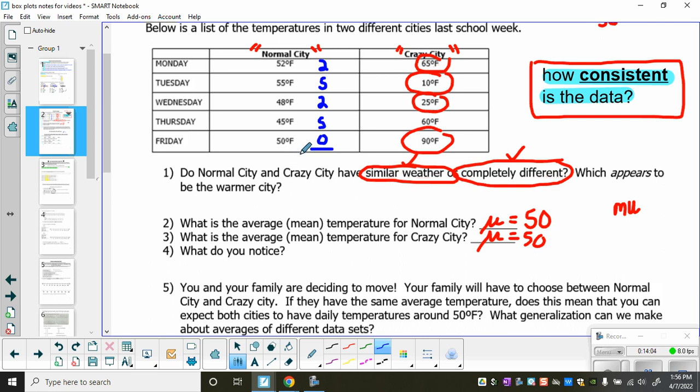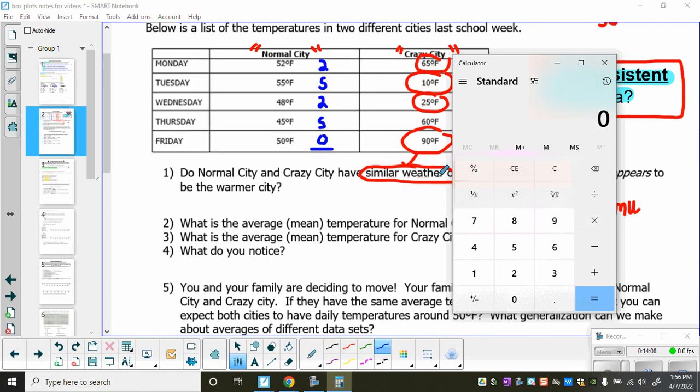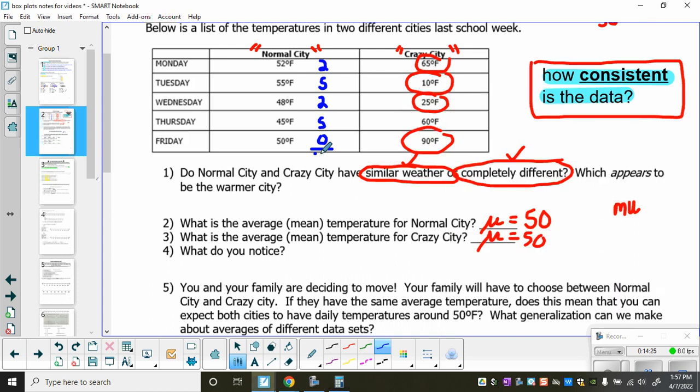Now, if I find the average of these blue numbers, and again, you do not need to worry about taking notes on this, the average of these blue numbers is essentially the standard deviation. I'm going to show you in a second how that compares when we look at Crazy City. So I've added up all these numbers, I'm going to divide by 5, and I get 2.8. All that means is that on average, these temperatures don't deviate very much from the average of 50.